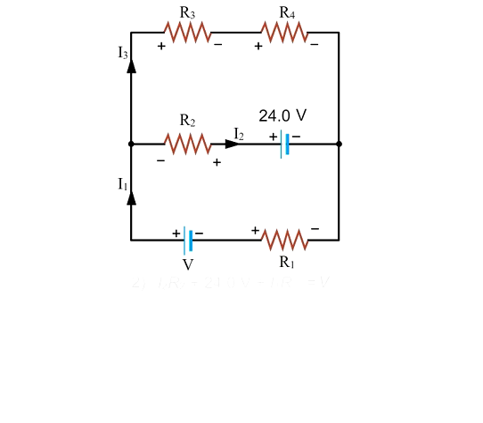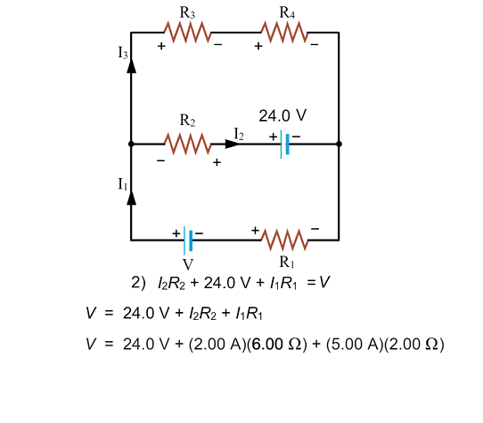Now we have enough information to find the unknown voltage using equation 2. Solving equation 2 for this unknown voltage and substituting in the known values gives us our final unknown, the voltage of the unknown battery.